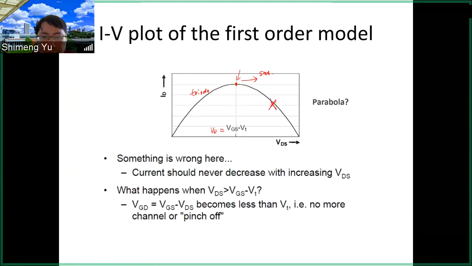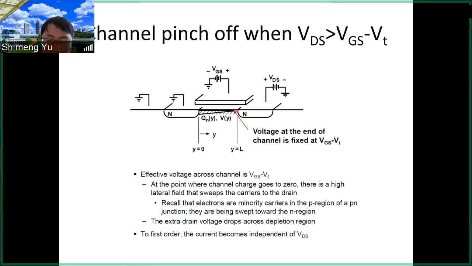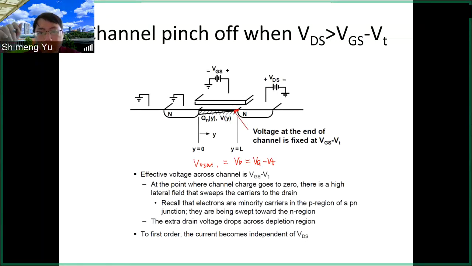So this is invalid. What will happen here is the channel will be pinched off when the drain voltage equals, so at this moment, the VD equals VG minus VT. So we call this the VD set. That is the turning point between the triode and the saturation. At this point, because the charge towards the drain goes to 0, we are not going to have more current, even if you have larger drain voltage. We are not going to provide more charges. Then the current will become saturation.